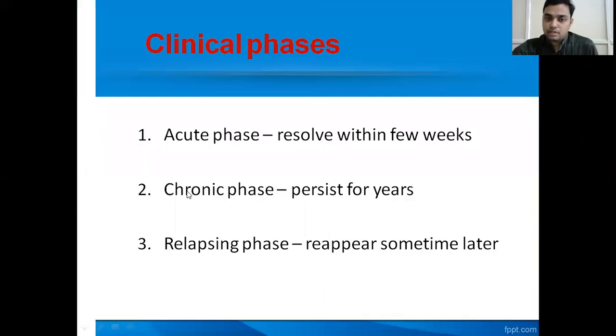The herpes zoster ophthalmicus has three phases: acute phase, chronic phase, and relapsing phase. The acute phase resolves within a few weeks, whereas the chronic phase lasts for about 10 years. If there are symptoms present beyond 10 years, it is a relapsing phase. So there are three phases: acute phase, chronic phase, and relapsing phase.